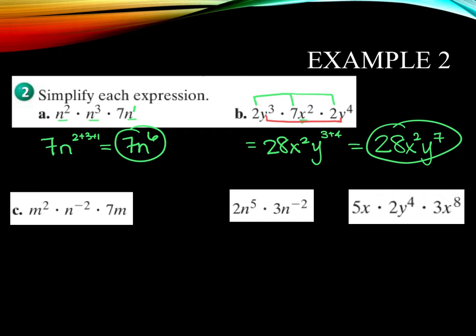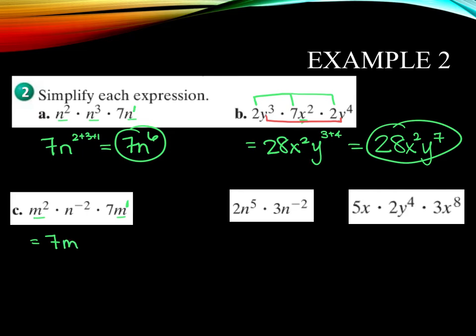For part C, I have m squared times n to the negative second times 7m. So again, I'm going to start out with my whole numbers, and here I have 7. Then I have m squared times m to the first. You may want to write a 1 if you have just a variable, just to remind yourself that there really is something there.